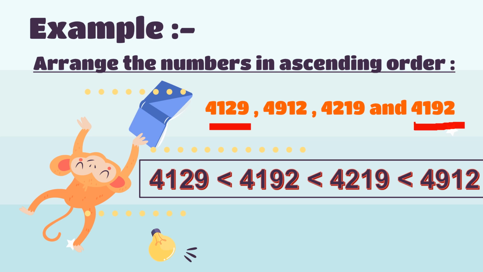Now we will arrange in increasing order. The smallest one is 4129, then 4192, then 4219 and then 4912. This is in ascending order.